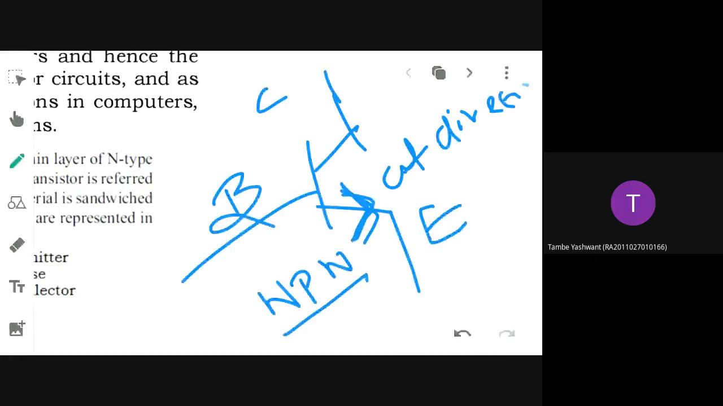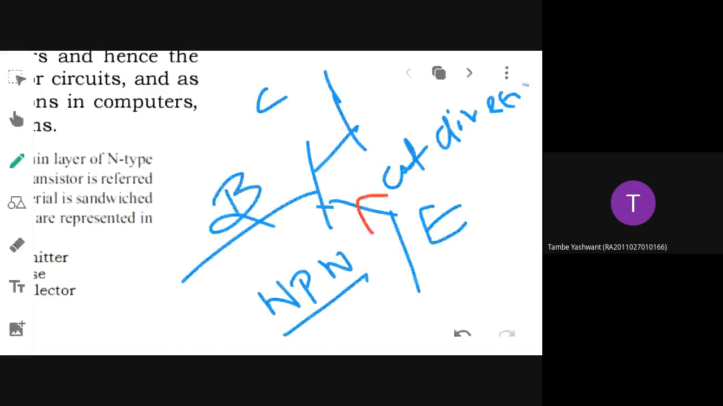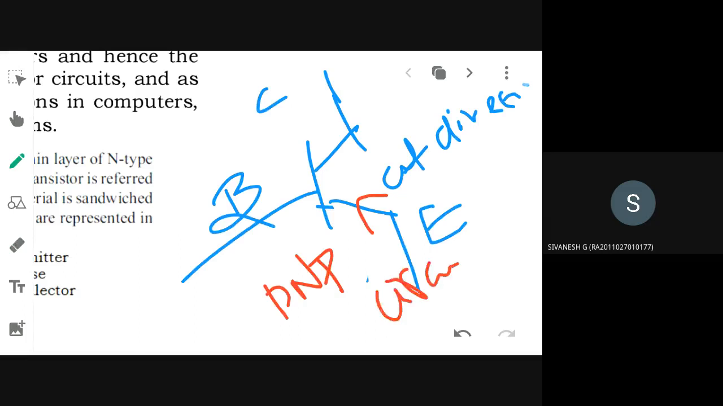NPN transistor. Okay. Now I am going to reverse the direction. Now the current direction is inwards or outwards? Inwards. Inwards means it will be a PNP transistor. Okay, so this will be the circuit symbol for a BJT, NPN and PNP transistor.